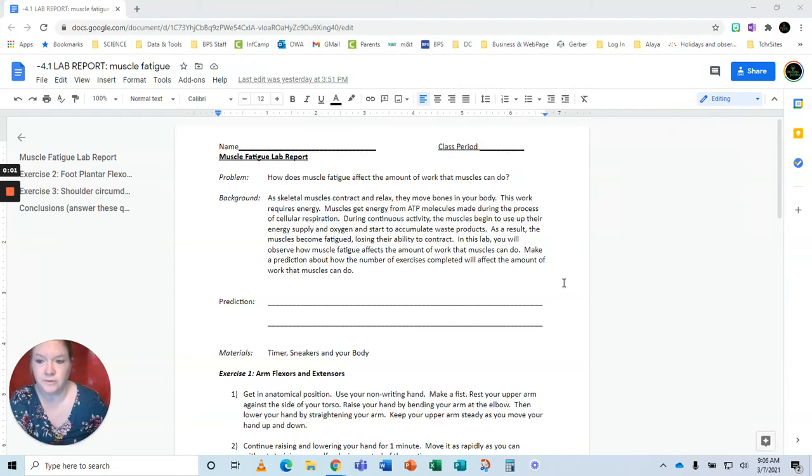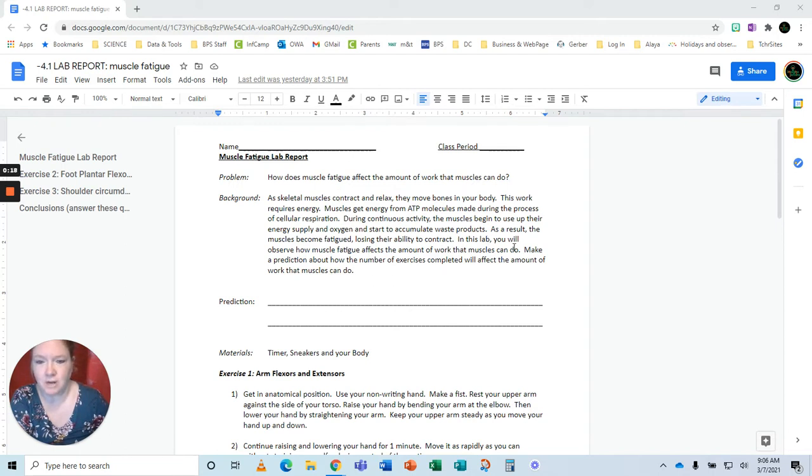Okay, I'm going to go over the directions for this muscle fatigue lab. This is in case you aren't in class, but also if you are in class, maybe you need a refresher. So the problem: how does muscle fatigue affect the amount of work that muscles can do?